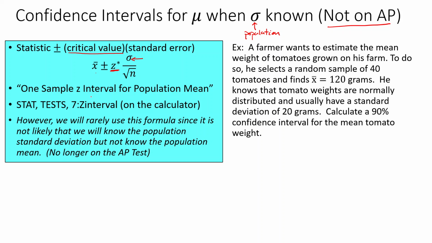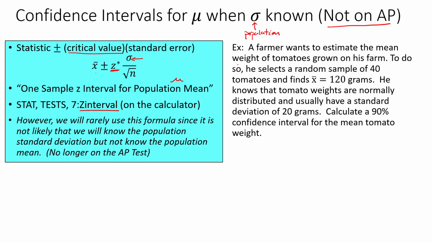All right, so this is called a one sample z-interval for population mean, or for mu if you want. It is built into your calculator. It is called z-interval. But again, you should not be using this on the AP exam. I just wanted to show it to you because it's one of the things that's there on the calculator, and I always get asked about it every year.